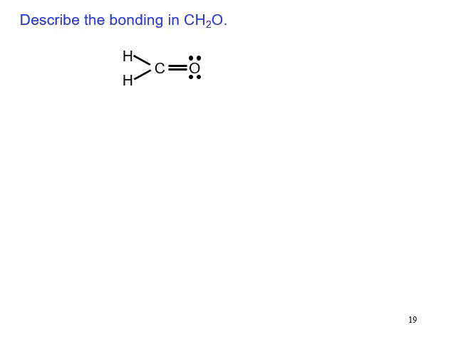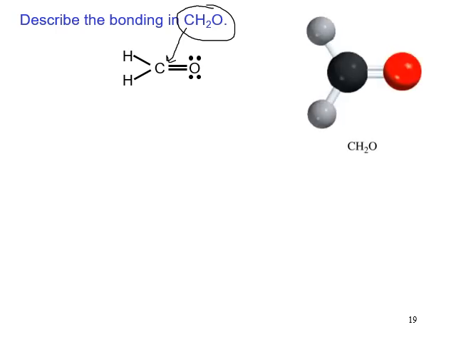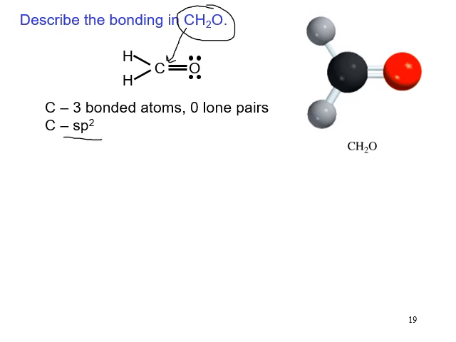Now, how you would know how to put this together, recall the least electronegative would go in the middle, surrounded by the other atoms. Now, it looks like I've added all the electrons in here. The question is, what is the bonding in here? Where are the sigma bonds? Where are the pi bonds? There are 3 bonded atoms and 0 lone pairs, so it must be sp2.